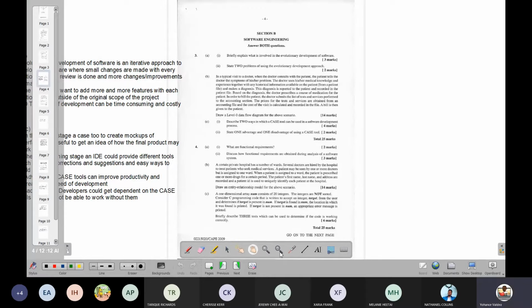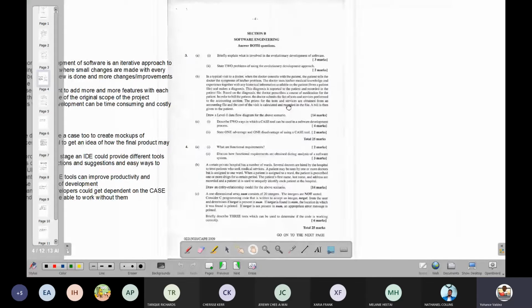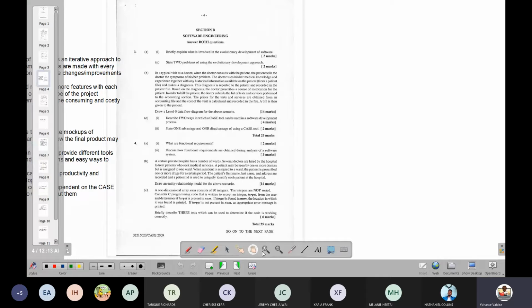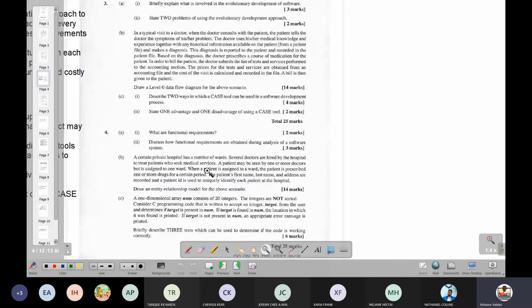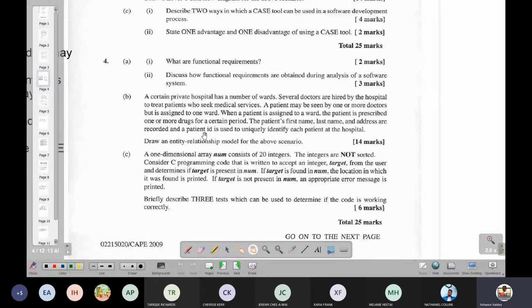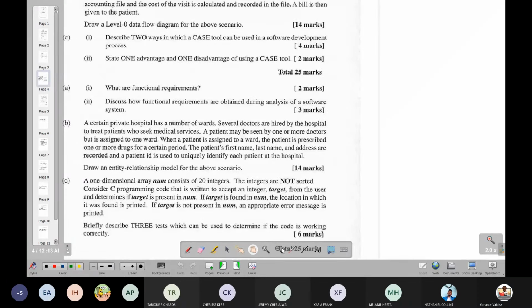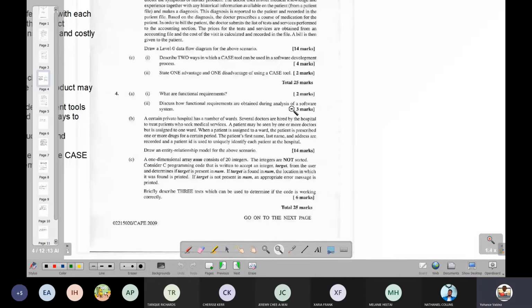we started and we were doing the questions on the 3C, which is case tools, advantage and disadvantage of the case tools, and we did 3A, which was on evolutionary development. Okay, we're going into questions 4, the questions that are not the diagram questions, right? And we started to talk about it, but let's write it down.